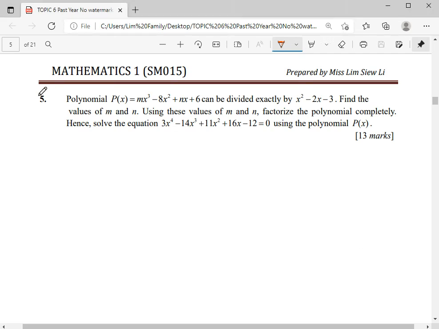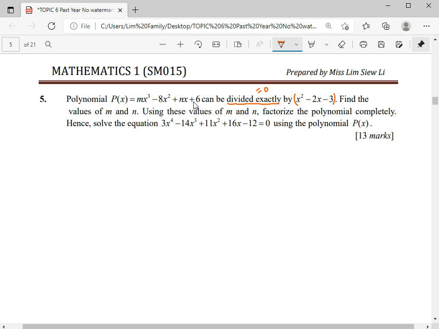So let's see question 5. A polynomial. Our polynomial given here has missing values, m and n, that they didn't give. When it says it can divide exactly, it means there is no remainder. The polynomial will equal 0 when it is divided by this divisor.